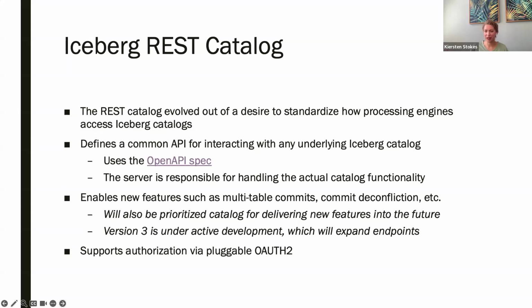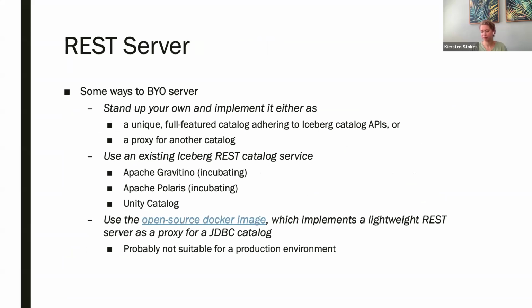So this is all great news, right? We're enabling a lot of new features due to this extra layer of indirection. The caveat is, of course, that there is a challenge, which is that you still have to stand up this REST server, and that's still your responsibility. So there are several ways to do this. You can, of course, stand up your own REST server that implements the endpoints as given in the OpenAPI spec. If you go that route, you can either hook in an existing catalog implementation like JDBC, or a custom one that you've written yourself.